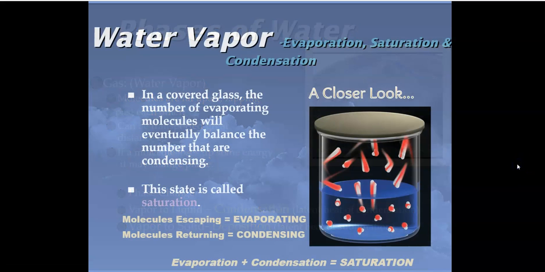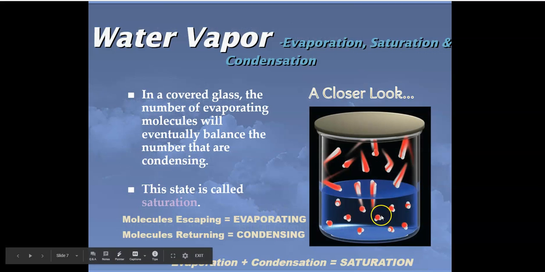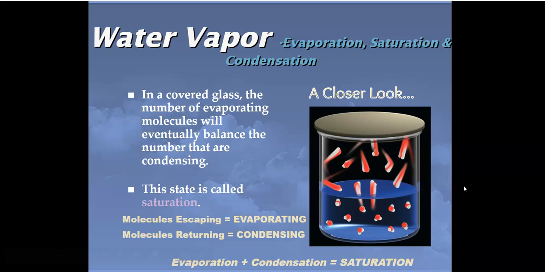In a covered glass, the number of molecules that are evaporating will eventually balance the number that are condensing. And that is the point which we call saturation. That means that the air in the jar, the air in that parcel, is completely saturated, so it's equal. It's reached that equilibrium point. The molecules that are escaping are evaporating, the molecules that are returning are condensing. And when they're equal, when they're balanced, we consider that saturated. So you may have felt the air is saturated before, and it's a very high humid state.